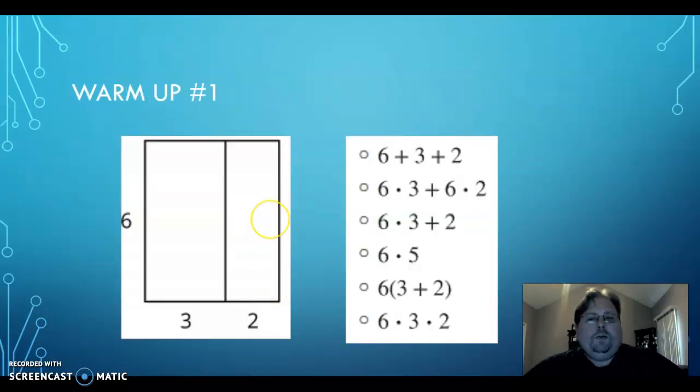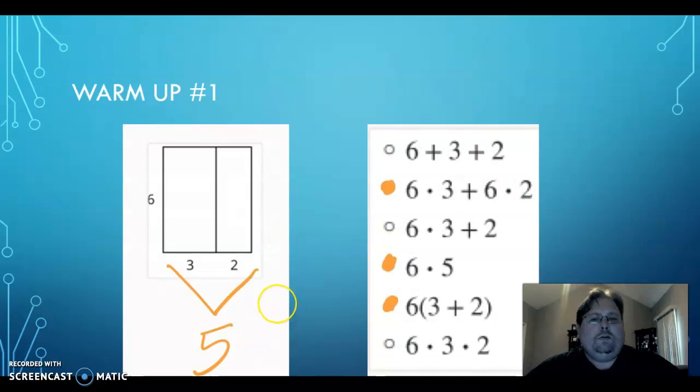So in your warm-up, you had this diagram and these expressions, and it said to choose the expressions that represent the area of the large outer rectangle. So if we look at this, when we think about area, we think about length times width. So if we're looking for the large outer rectangle, so we're looking at this whole rectangle here, we have our length of the whole thing times the width.